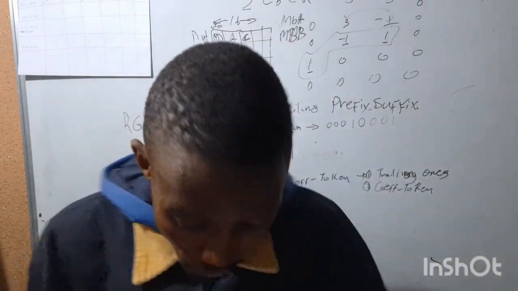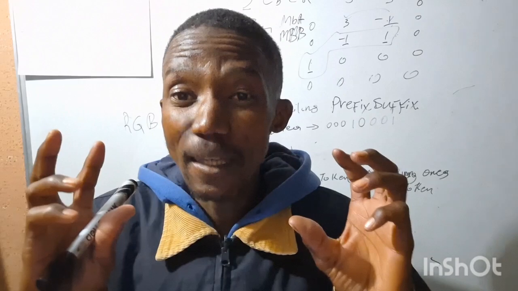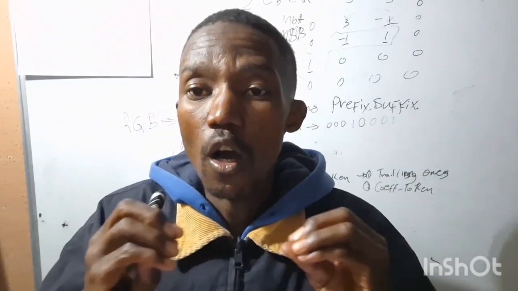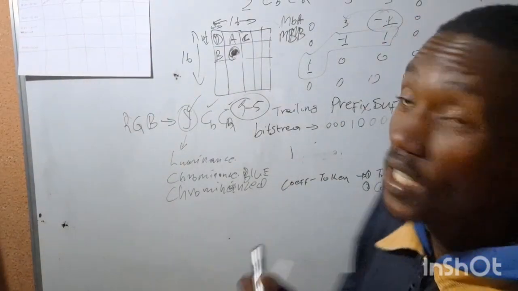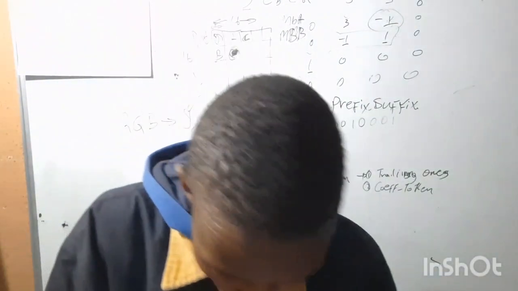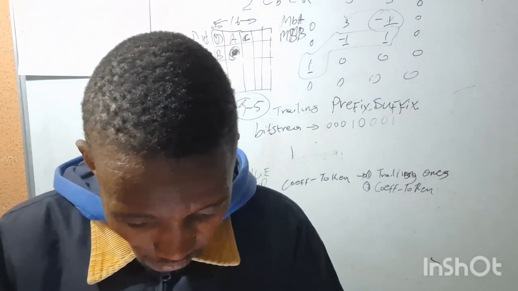Cool. Now we're trying to calculate the prefix part of this level, and we're trying to encode this -1. Cool. So that's the first step.